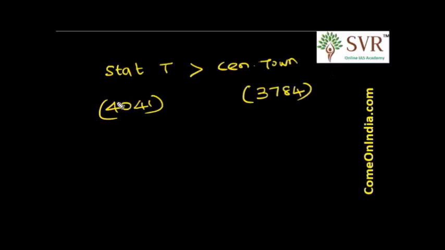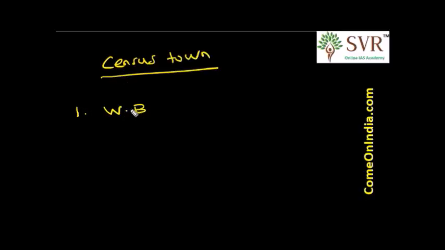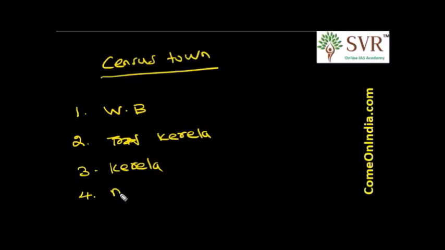Based on the state-wise distribution of census towns, West Bengal stands first. West Bengal has maximum number of census towns, followed by Kerala, Tamil Nadu and Maharashtra. First rank goes to West Bengal, second rank goes to Kerala, third rank goes to Tamil Nadu and fourth rank goes to Maharashtra.